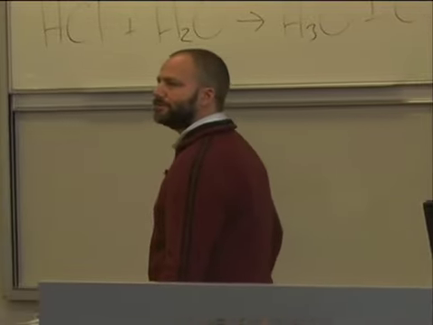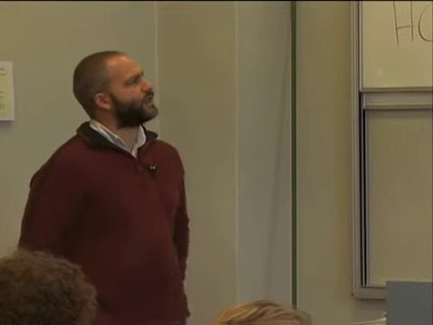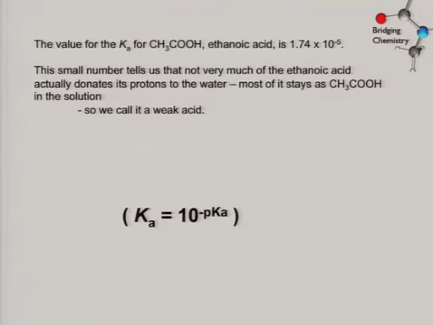Okay. The value for the Ka, remember Ks are equilibrium constants, they're just numbers which give you an idea about how much of the reaction happens before you reach equilibrium. The Ka for CH3COOH is 1.74 times 10 to the negative 5. 0.0000174. This is a little number. And so what that tells you is that not very much of the ethanoic or acetic acid, it's the same thing, actually donates its protons to the water. Most of it stays as CH3COOH molecules in the solution. And so this is why we call it a weak acid, because it's not very good at giving away its protons.